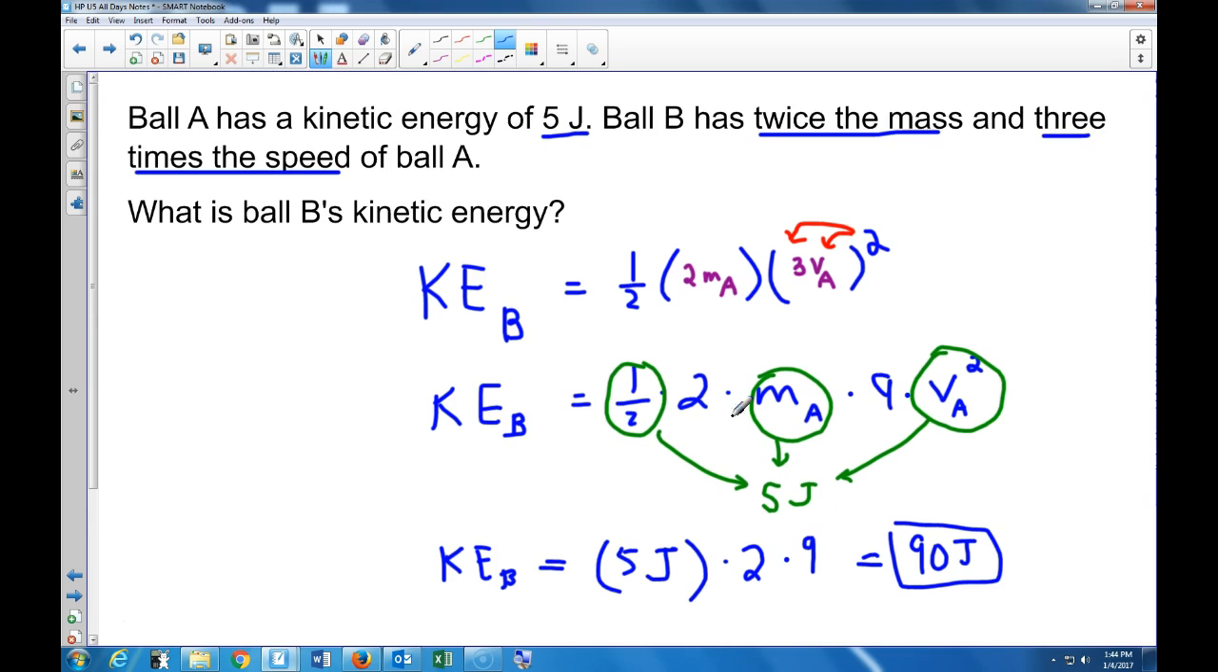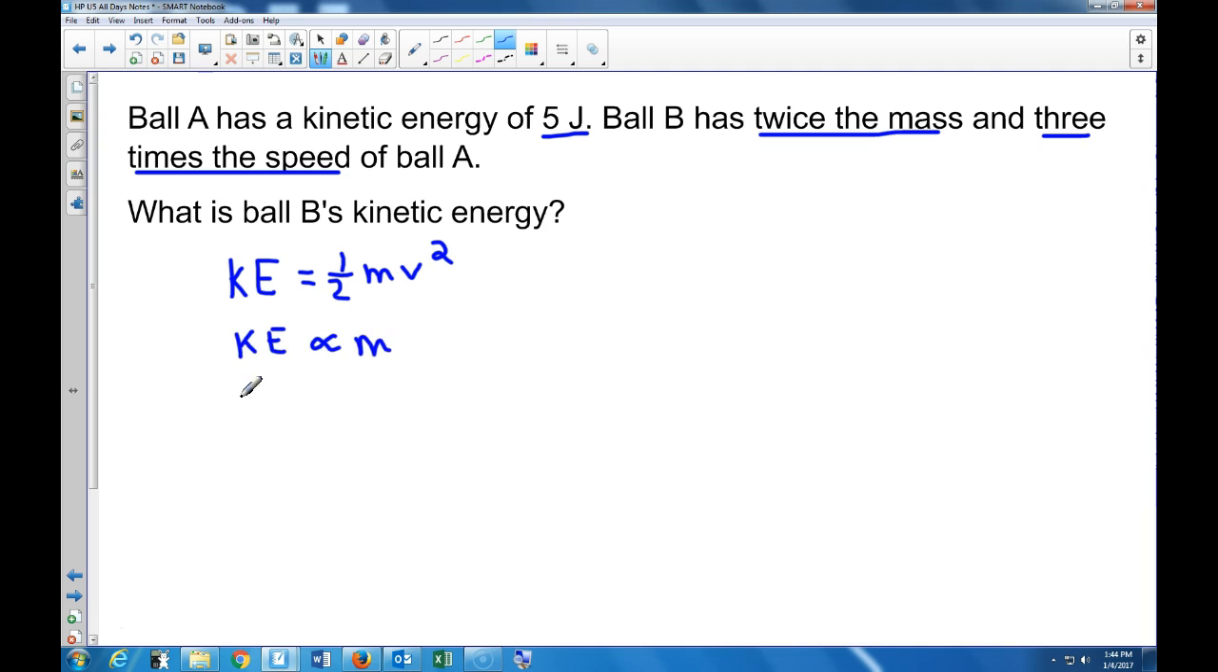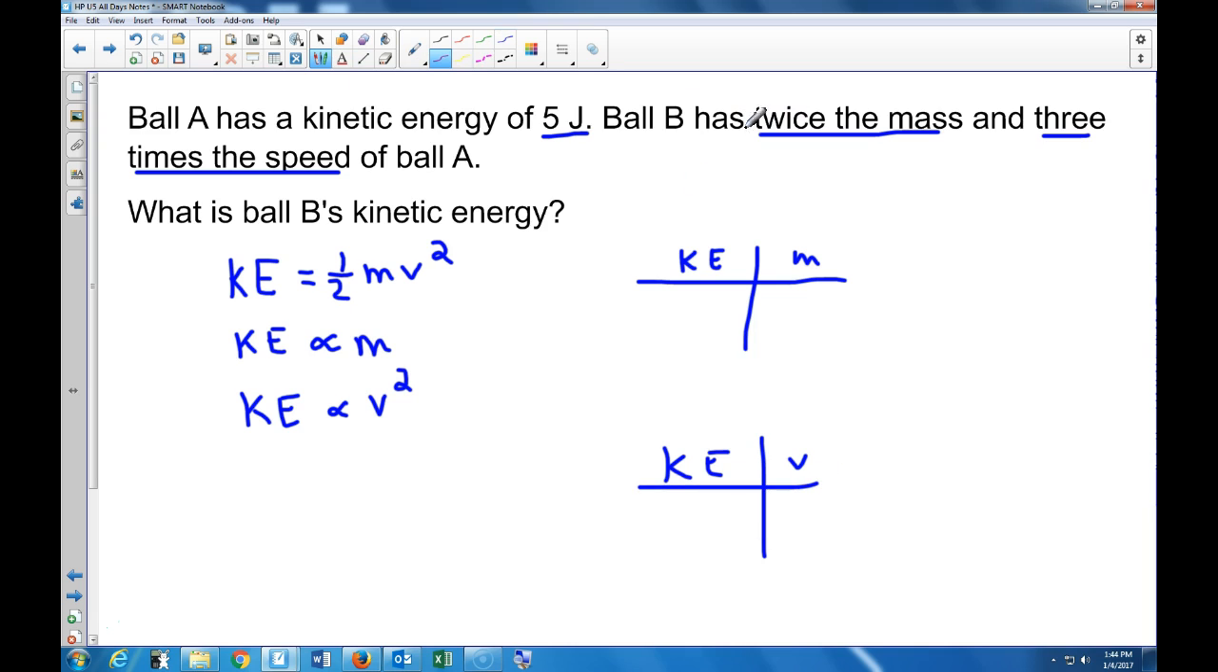Or you can solve it using proportionalities. Let's try that. We know the formula for kinetic energy is 1/2 mv squared. So how does kinetic energy depend on mass? They are directly proportional. How does kinetic energy depend on speed? It's a square proportionality. So let's do the two effects separate from each other. The first effect is that B has twice the mass. So we're taking the mass of B by multiplying A's mass by 2. If we multiply the mass by 2, direct proportionality says do the same thing to kinetic energy.